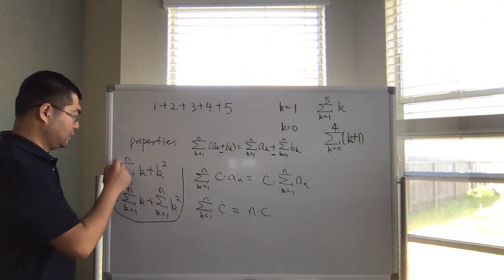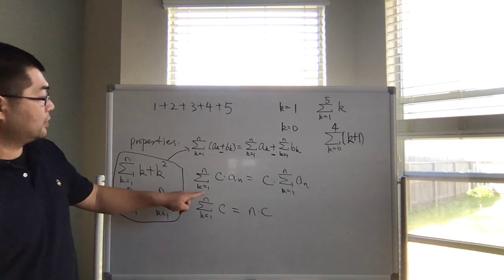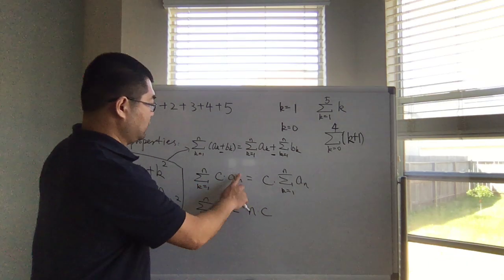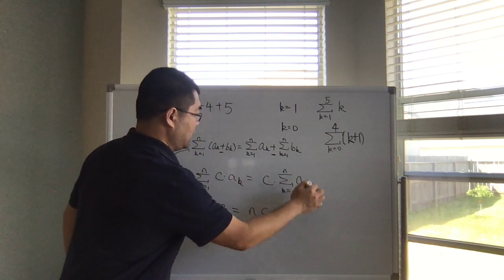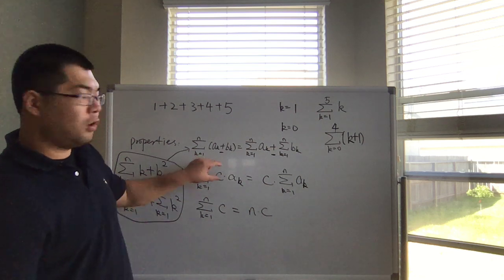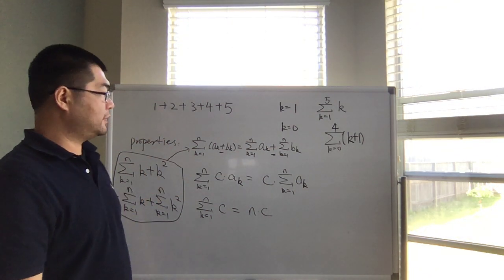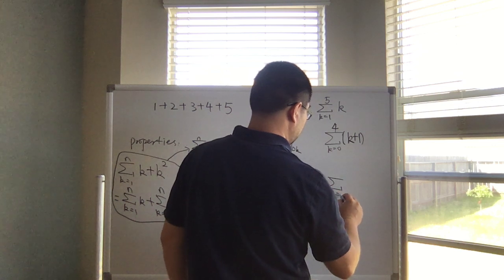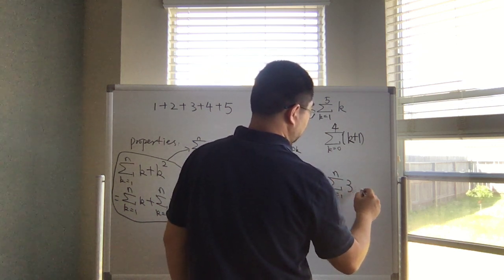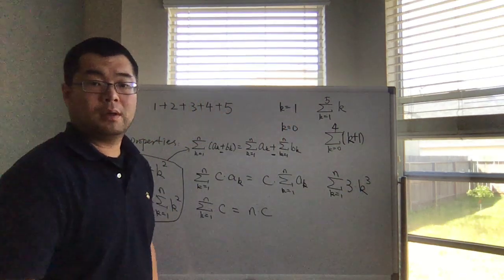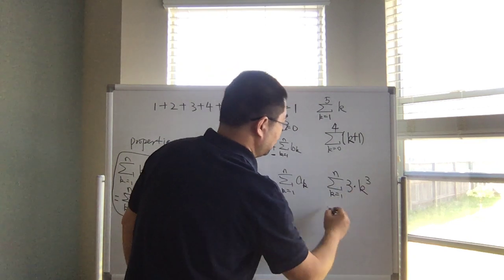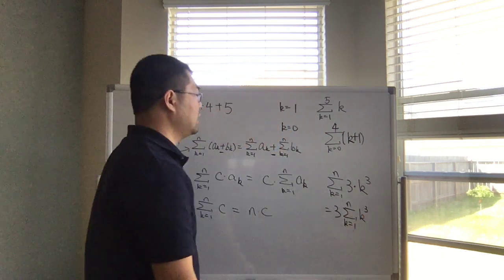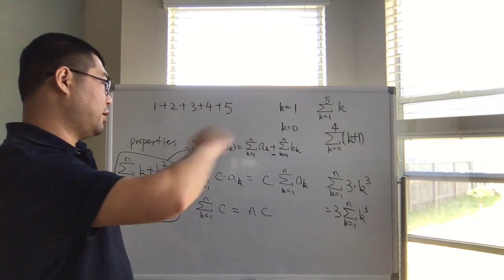Now this one here: if we have the summation of c, an arbitrary constant, times a_k, and then you can always take the constant outside of the summation. For example, if we have 3 times k cubed, we can always rewrite this as 3 times the summation of k from 1 to n of k cubed. So again, a constant you can always pull out.